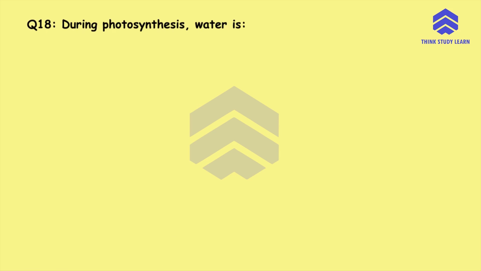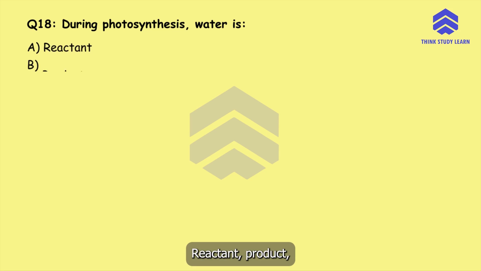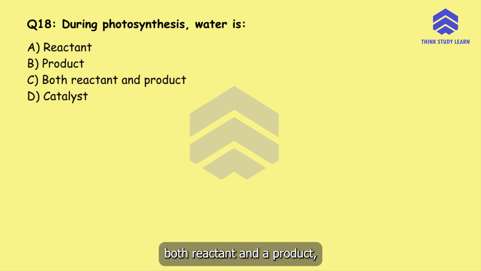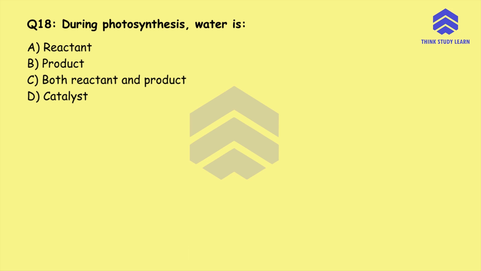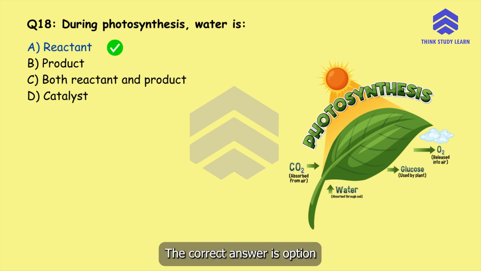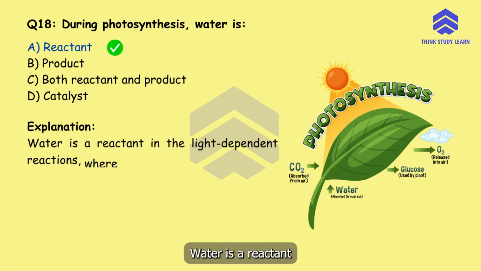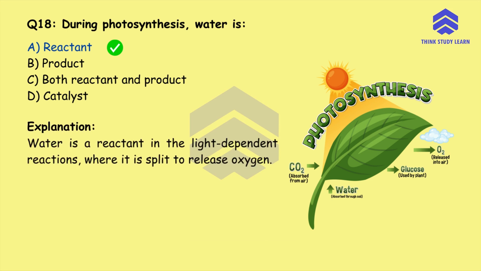Question number 18. During photosynthesis, water is reactant, product, both reactant and a product, or it is a catalyst. Among the given options, the correct answer is option A, reactant. Water is a reactant in the light-dependent reactions where it is split to release oxygen.